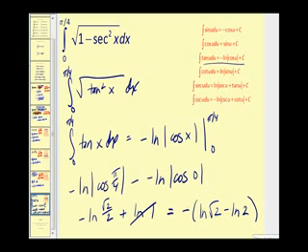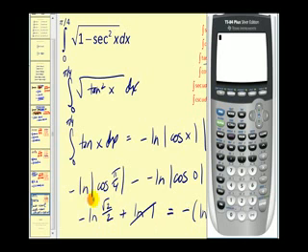Let's go ahead and check this one on the graphing calculator. Let's first convert this to a decimal. Now let's go ahead and compare this to the definite integral on the calculator. We press math, option 9. Let's go ahead and type in the integral in this form. So we have tangent x comma x comma the lower limit comma the upper limit.